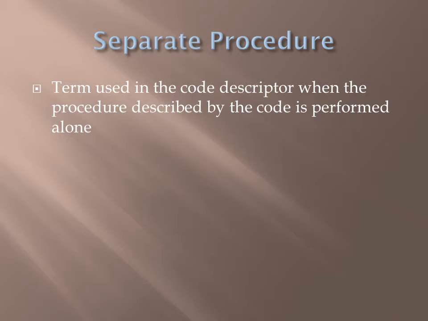Separate procedures. This term is used in the code descriptor when the procedure described by a code is performed alone. Normally the service may be combined with another service as a norm, but occasionally the service may be alone, and that's when you're going to use your separate procedures.